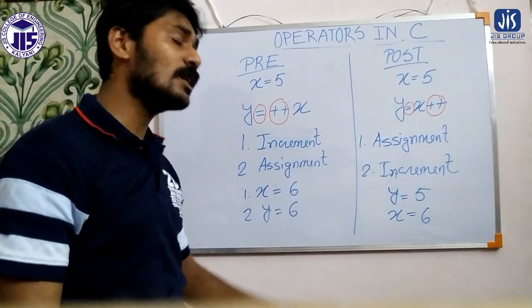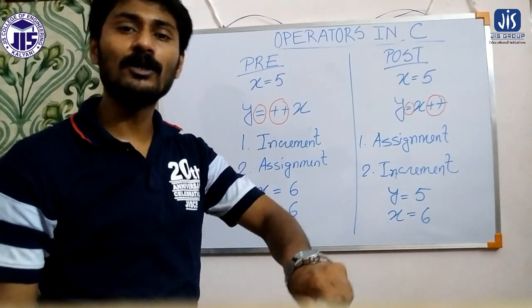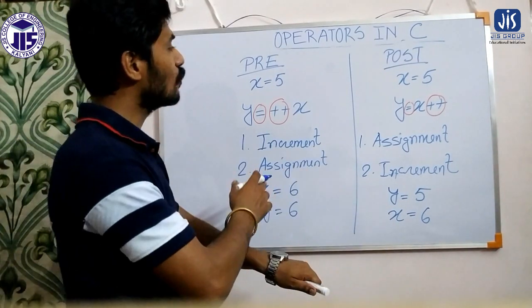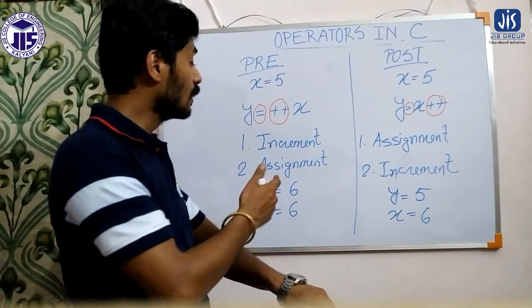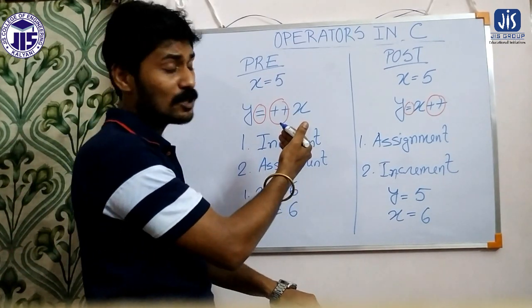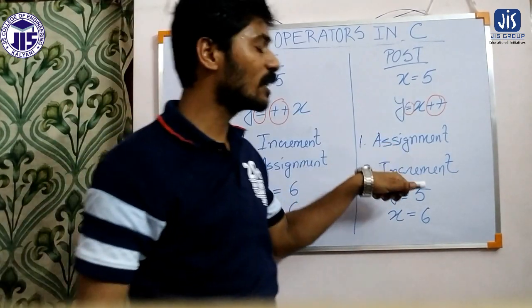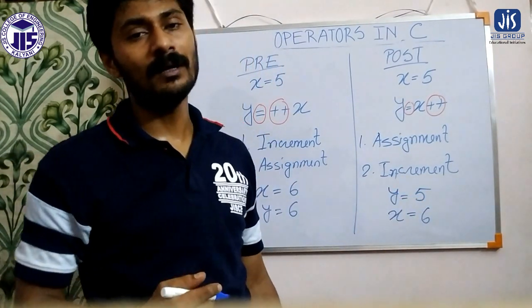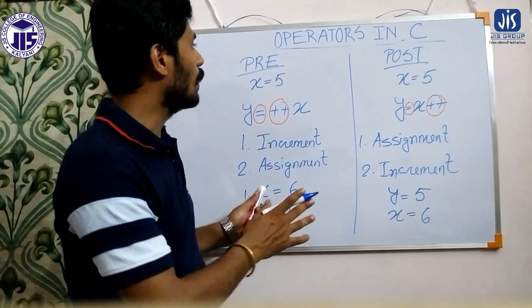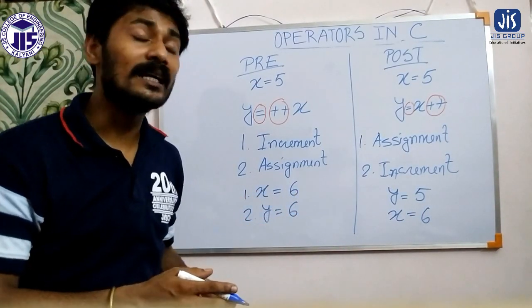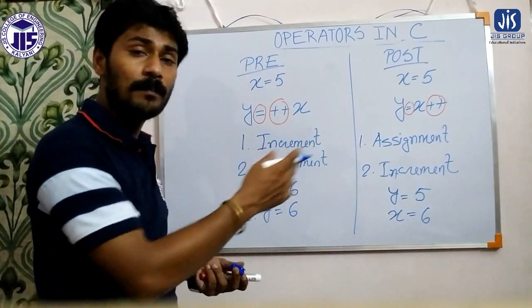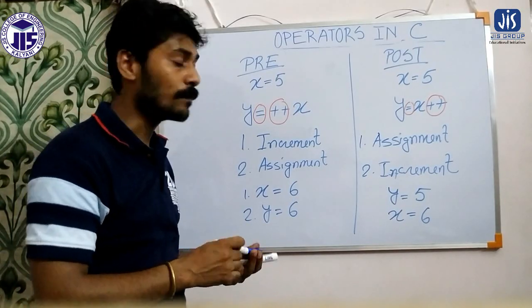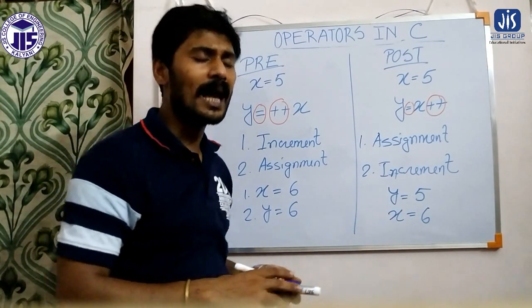And the same logic is also applicable for the decrement operation, where the decrement will be done before the assignment in case of pre-decrement, and in case of post-decrement the decrement operation will be done after the assignment operation. So that is all about the increment and decrement operation, and also pre and post. Okay. So these are the main operators that we have in C programming.